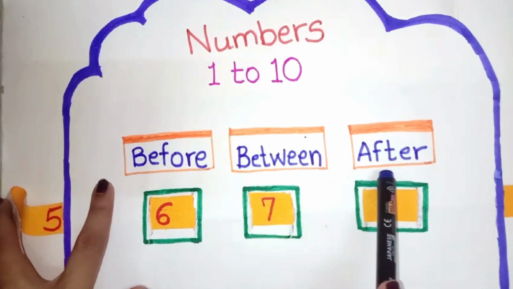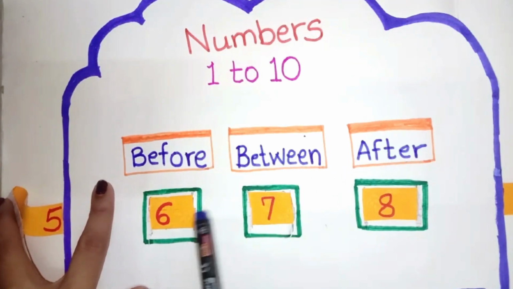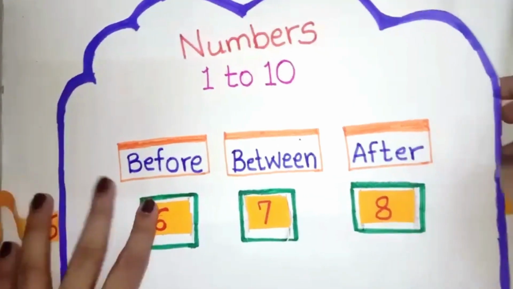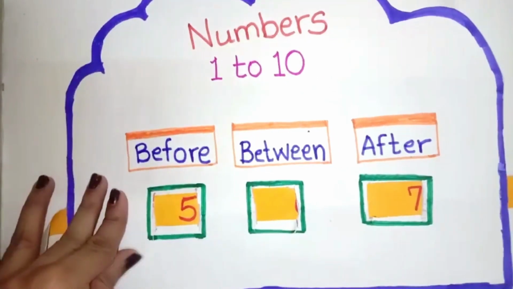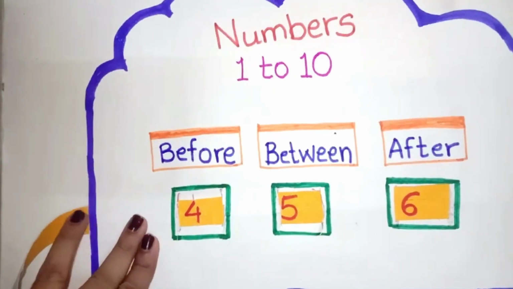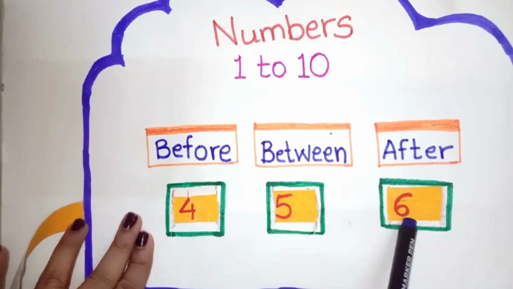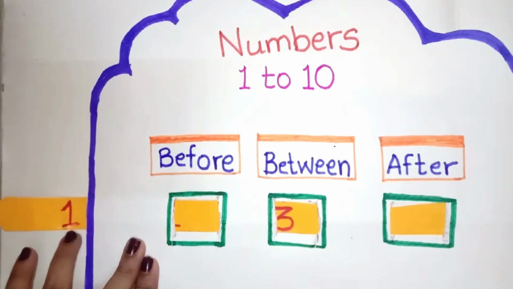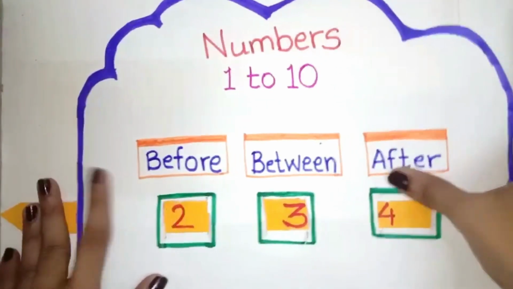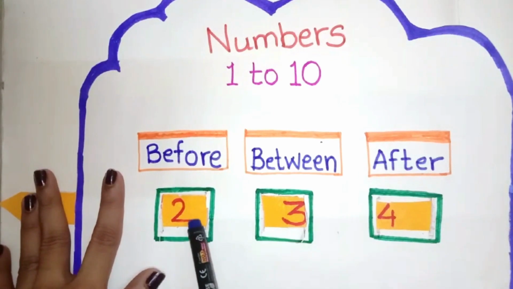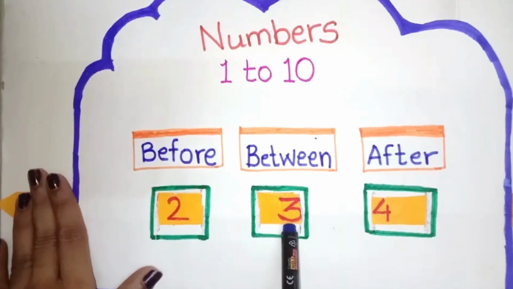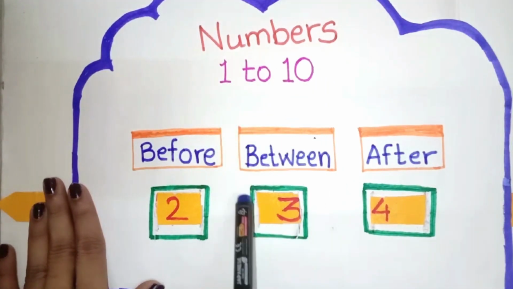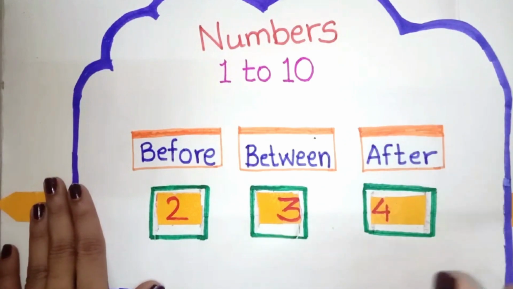Now tell me between numbers. Tell me which number is between 6 and 8. Between 6 and 8 number is number 7. Tell me which number is between 4 and 6. Between 4 and 6 number is number 5. Which number is between 2 and 4? Between 2 and 4 number is number 3. See here, I have covered 1 to 10 numbers. Same way you can do it for 11 to 20 numbers also.